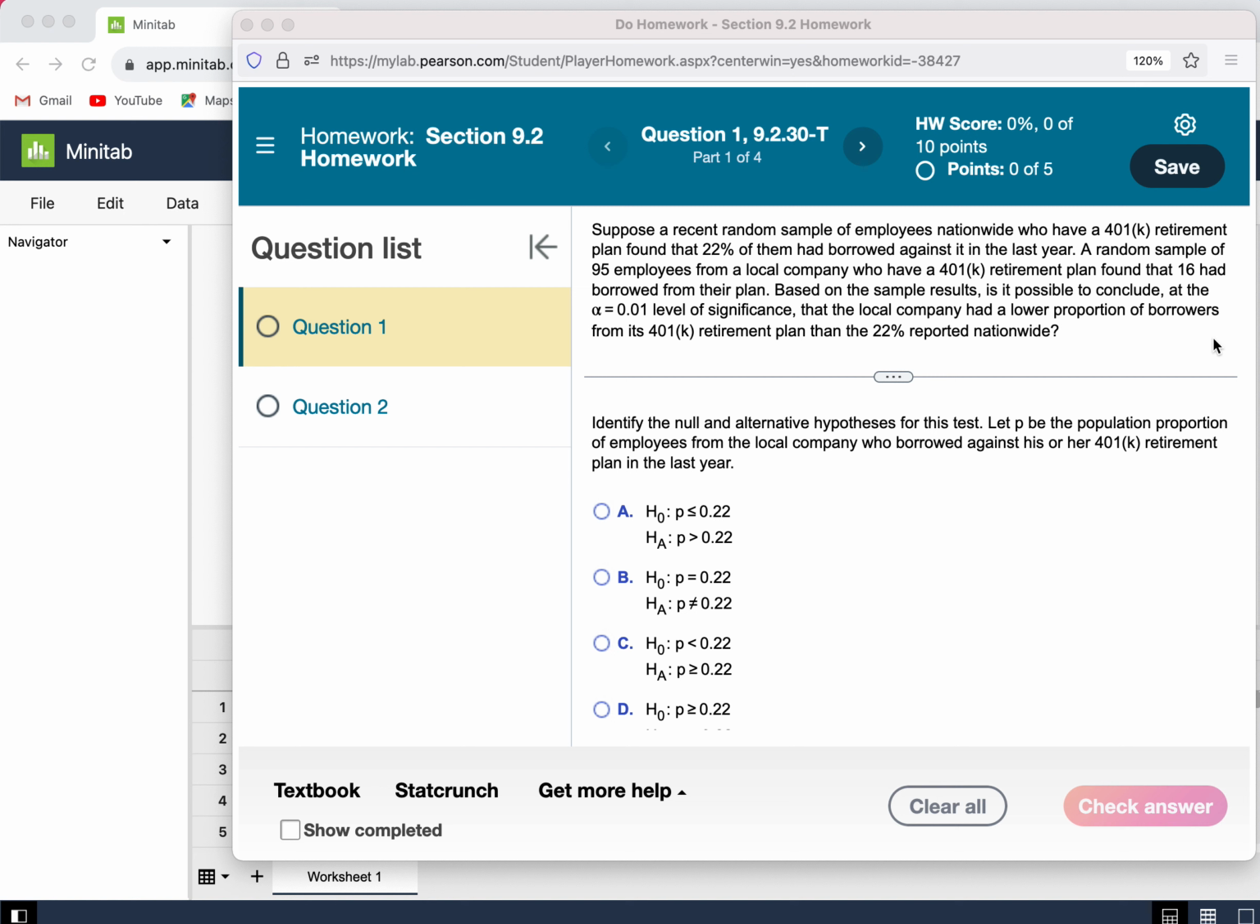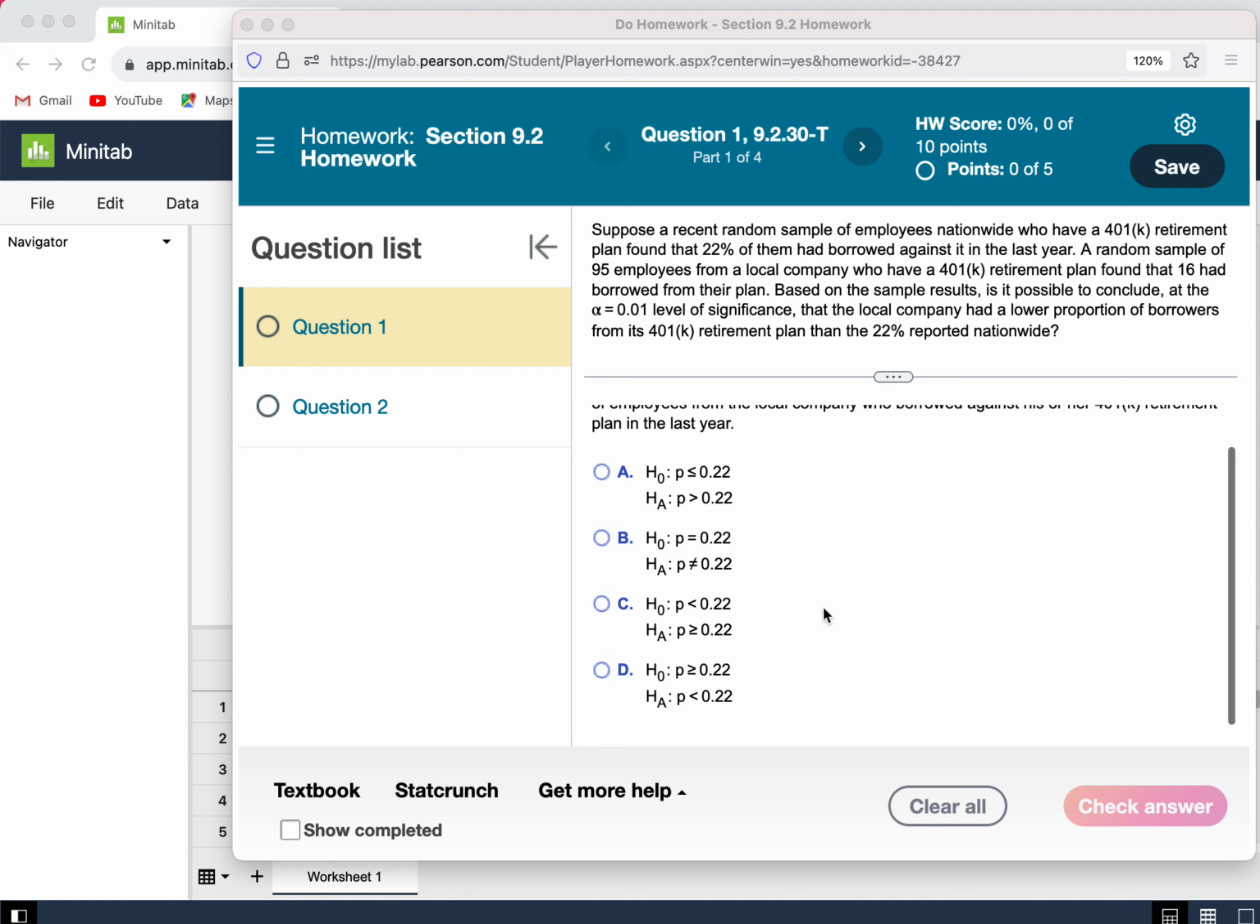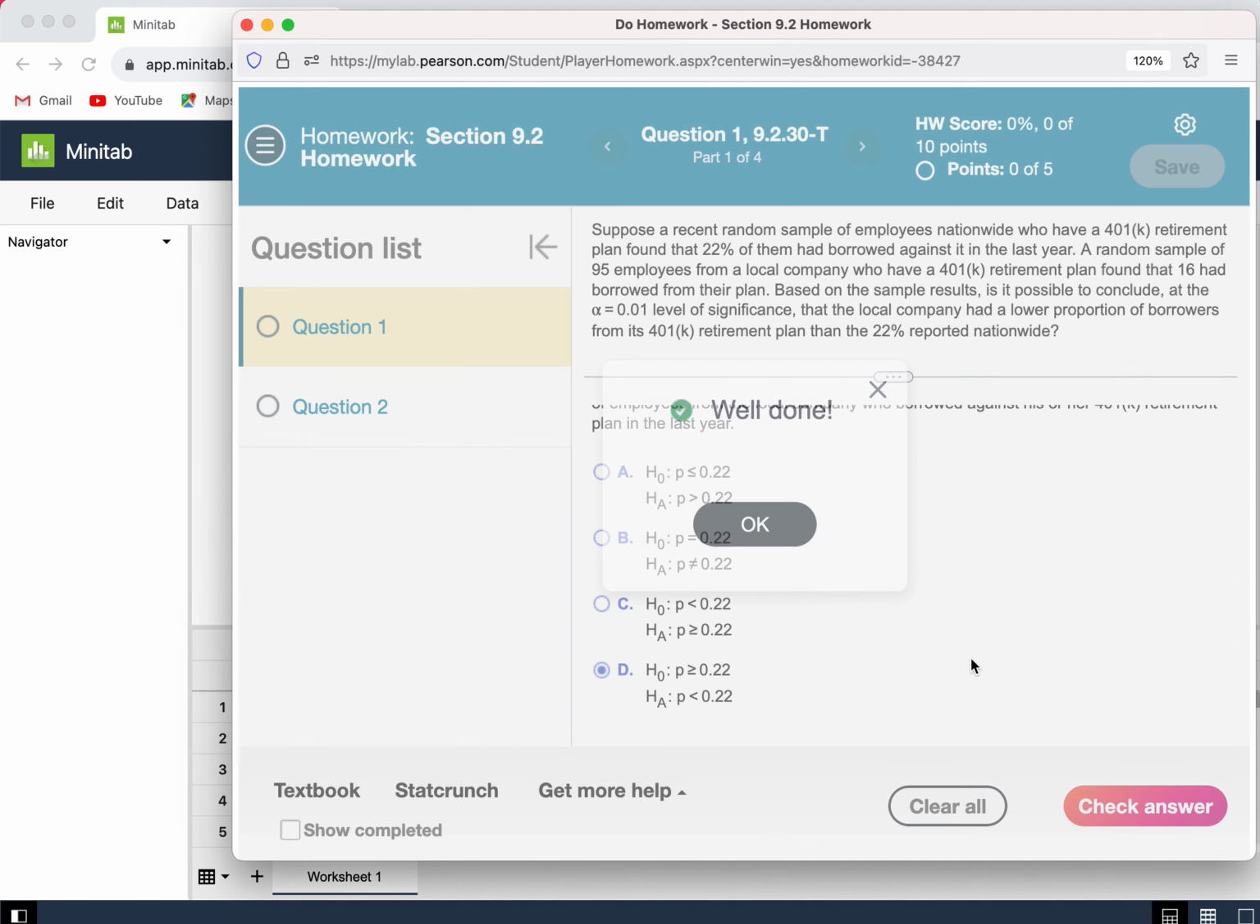So first we're going to write our null and alternative hypothesis. Our question here is asking if the local company had a lower proportion than 22%. So that means our alternative hypothesis is that P is less than 0.22. And therefore, our null hypothesis is going to be that P is greater than or equal to 0.22. So I'm going to go with answer choice D.